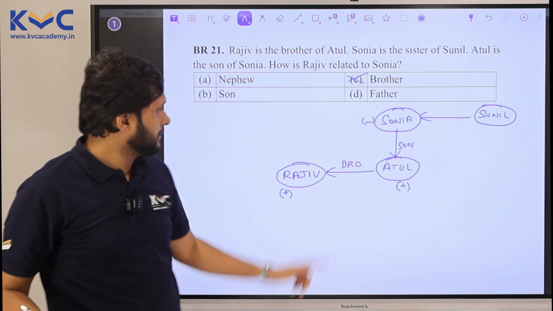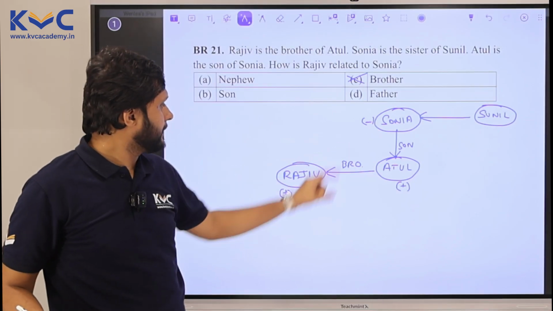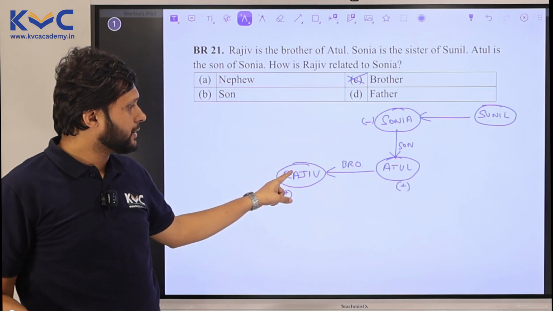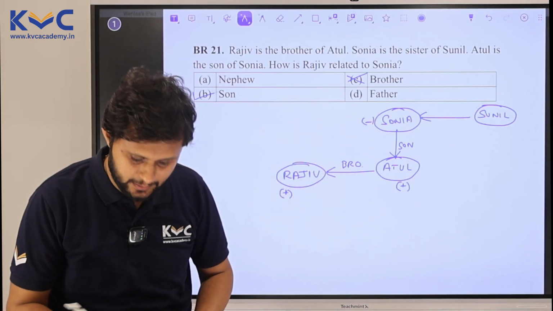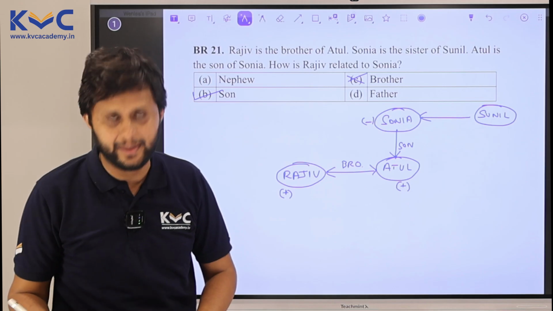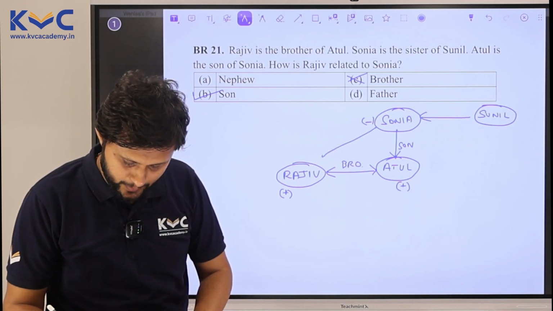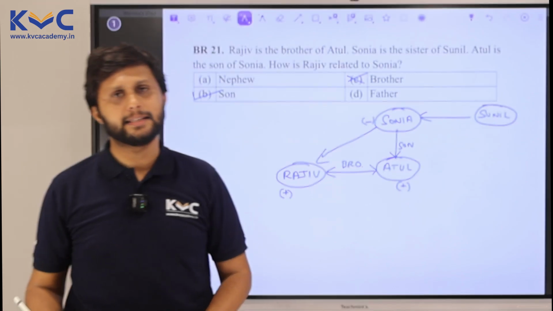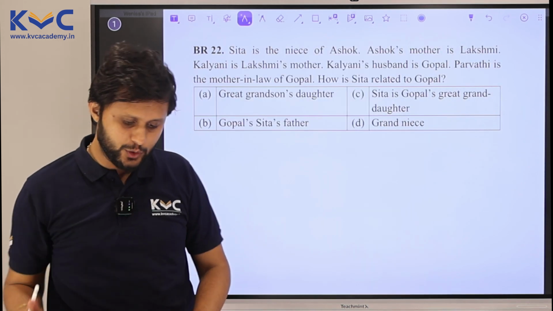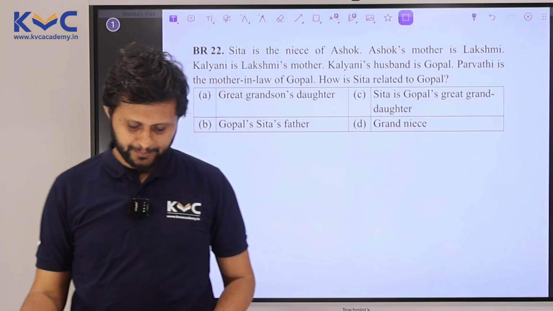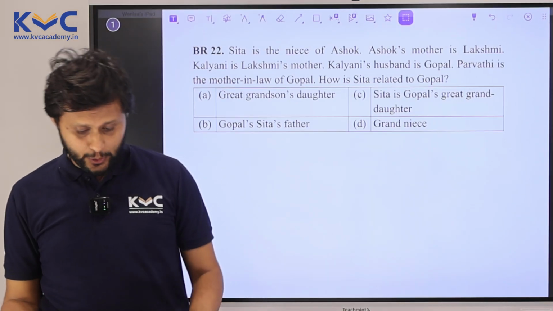Son. Atul is son. We are asking what is Raju? These are brothers. So Raju is also son. These two are brothers, both are male. Okay. So we have direct relation, that is son. Option B. We'll move on to the next question. Question number 22.